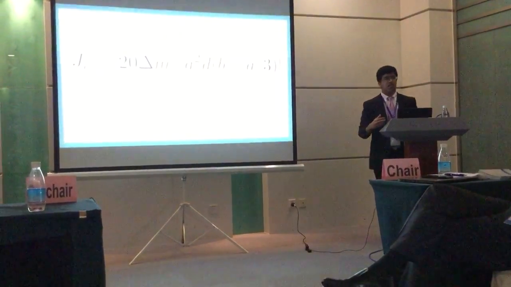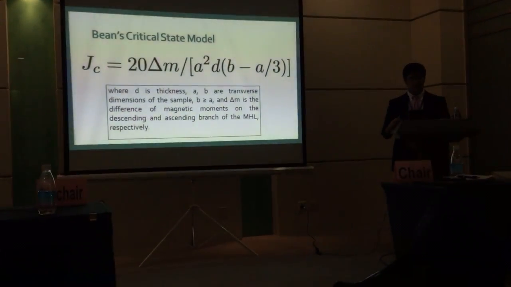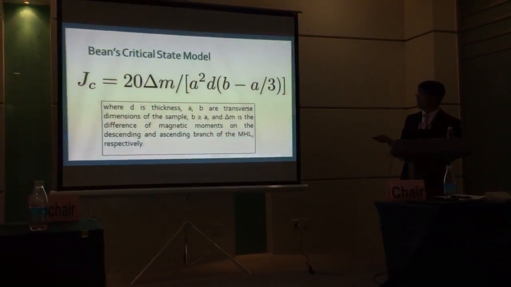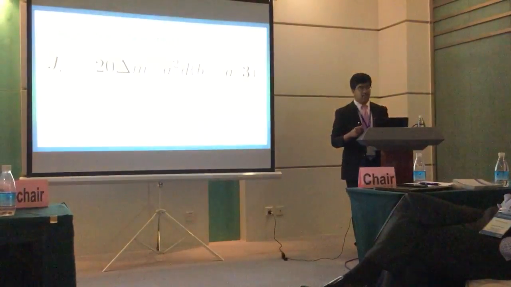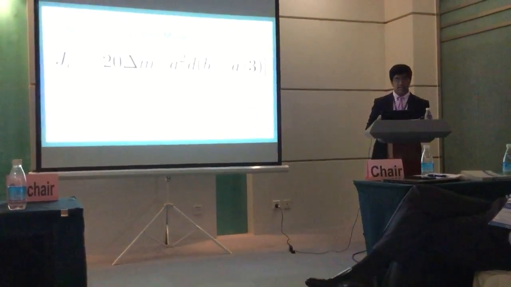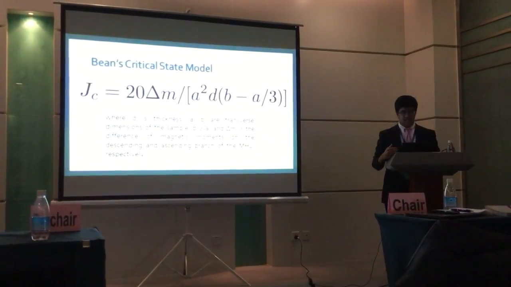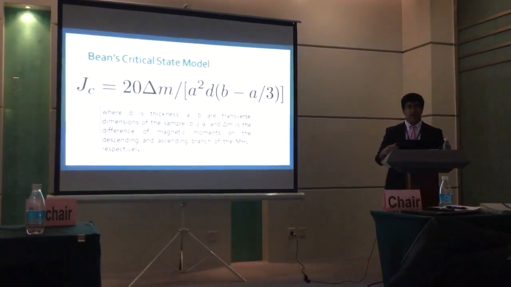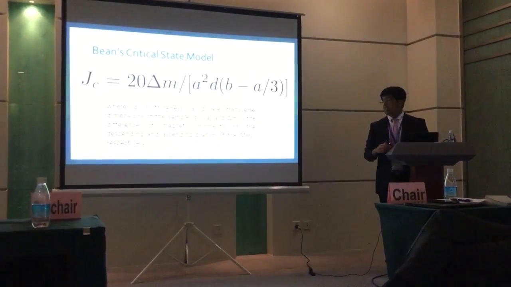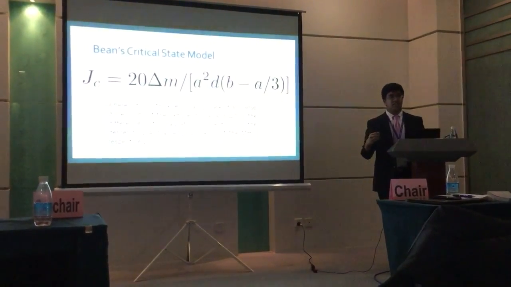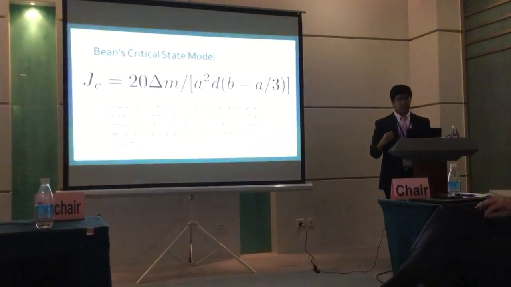After I had performed the magnetization experimentation, I used Bean's critical state model to calculate the critical current density. In order to calculate the critical current density, there were various parameters which I had to consider, such as A and B, the transverse dimensions where B has to be greater than A, and delta M, the magnetic difference from the hysteresis loops which were obtained from the SQUID magnetometer.